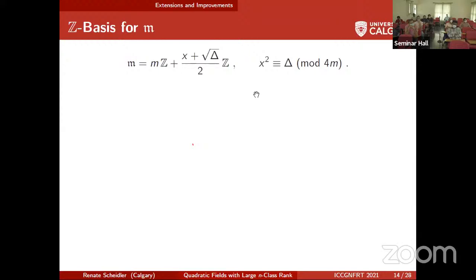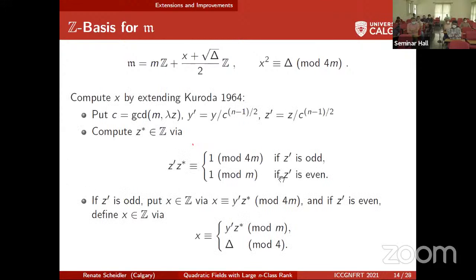So what you need to do is compute a square root of delta modulo 4m, and that gives you a nice Z basis. And here's how you do this. Now, this looks rather ferocious, but don't look at the details. All I want you to take away from this is a really easy computation. You compute a GCD, you do a bit of division, you do a modular inversion, and you do a Chinese remaindering. So this can all be done with basically some sort of first-year elementary number theory machinery, right? So it's quite easy to do this.